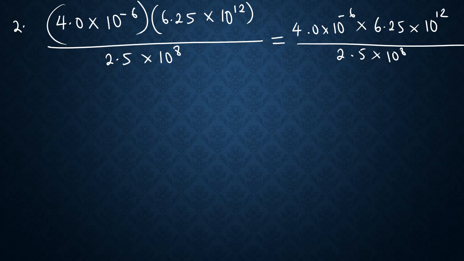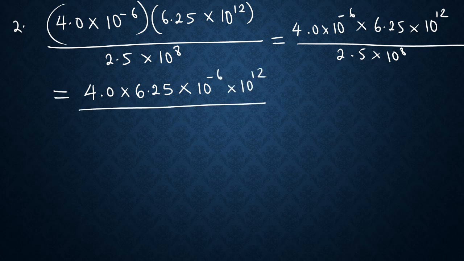All right, so here's what I can do. I can't use a calculator, so what I can do here is see if I can combine the powers of 10. Maybe I can do that. So let's go ahead and see what we got. So it'll be 4.0 times 6.25, I'm just using the commutative property for real numbers, times 10 to the negative 6 times 10 to the 12th, all over 2.5 times 10 to the 8.